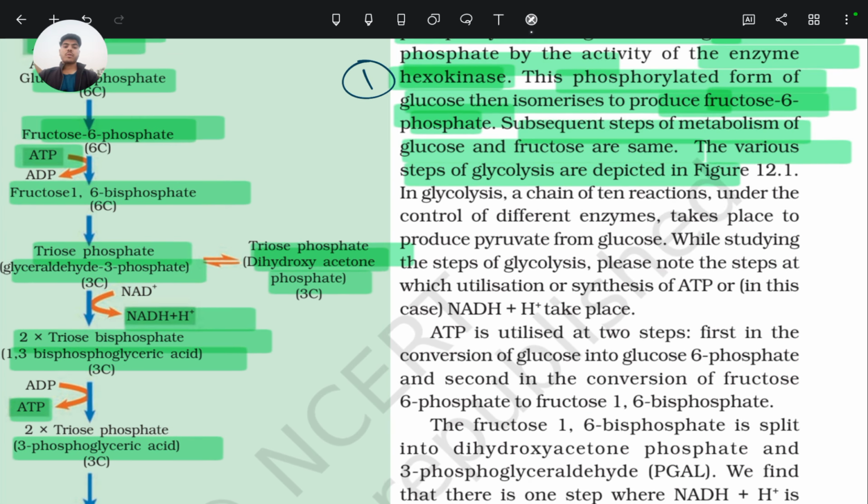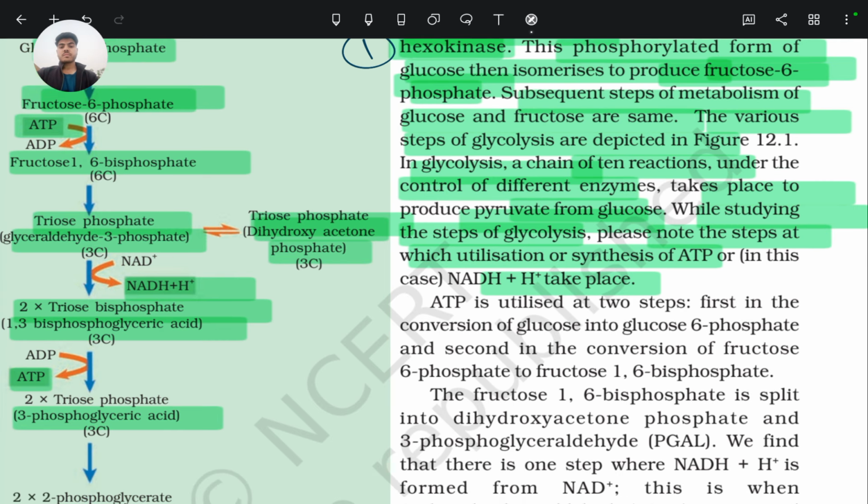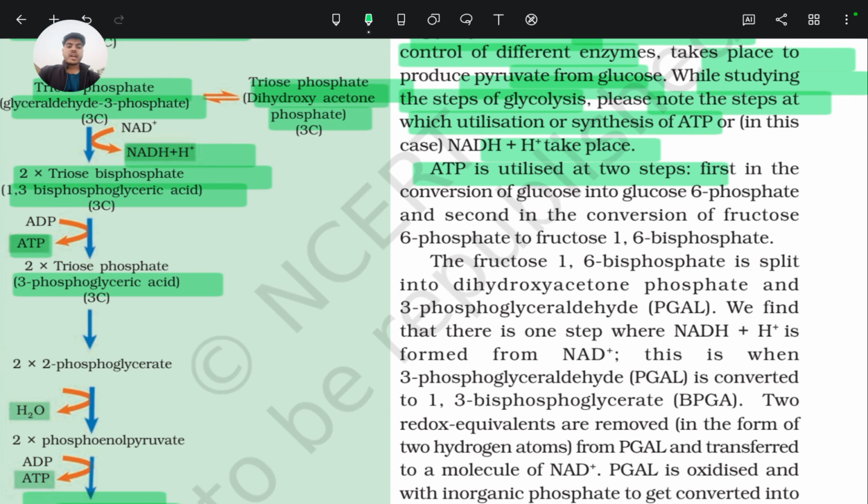at the last step of glycolysis. So in glycolysis, a chain of 10 reactions under the control of different enzymes takes place to produce pyruvate from glucose. While studying the steps of glycolysis, please note the steps at which utilization or synthesis of ATP, in this case NADH plus H plus, takes place. ATP is utilized at two steps. First, in the conversion of glucose into glucose 6-phosphate, and second, in the conversion of fructose 6-phosphate to fructose 1,6-bisphosphate, that is, at the first and third steps.